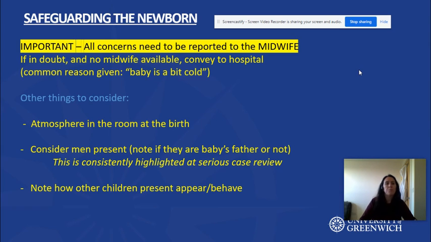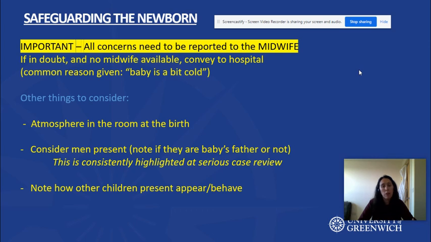When it comes to safeguarding the newborn, I want you to have it in the back of your mind. You're not going to be doing it very often, but you need to be thinking about it. So if you've got a midwife there with you, that's the person you tell your concerns to. Even if they're in the room and you think, well, this is going to be really obvious, don't keep it to yourself. Tell the midwife. If there is no midwife with you, try and get that child to hospital.